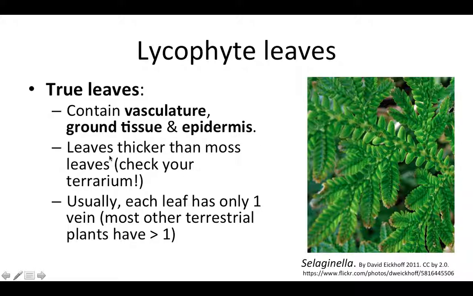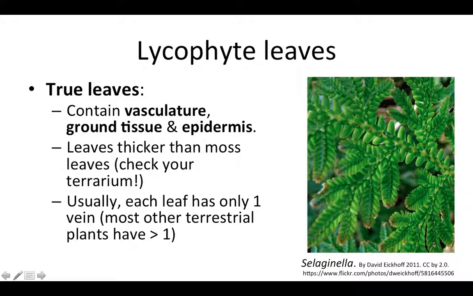I would like you to look at your terrarium. In your terrariums, you have both a lycophyte planted, that is your spike moss, and you also have a true moss planted. You can tell them apart easily. The true moss has thin leaves that you can see through if you hold them up to the light. The lycophyte has much thicker leaves that you can't see through. The lycophyte should look darker green, the moss should look lighter green. The stem on the lycophyte is also a little bit thicker than the stem on the mosses.